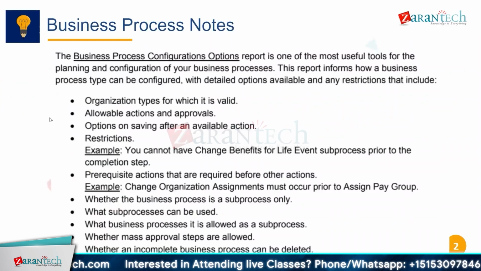So some business process notes. The business process configuration option report is one of the most useful report tools for the planning and configuration of your business processes. This report informs how a business process type can be configured with detailed options available for any restrictions that include organization types for which it is valid, allowable actions and approvals, options on saving after an available action, restrictions. So you cannot have a change benefit for life even sub-process prior to a completion step.